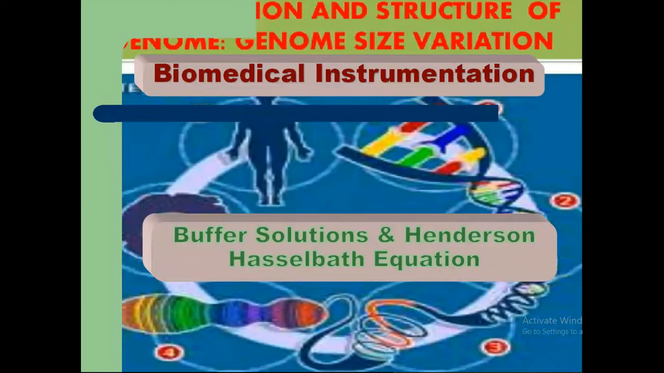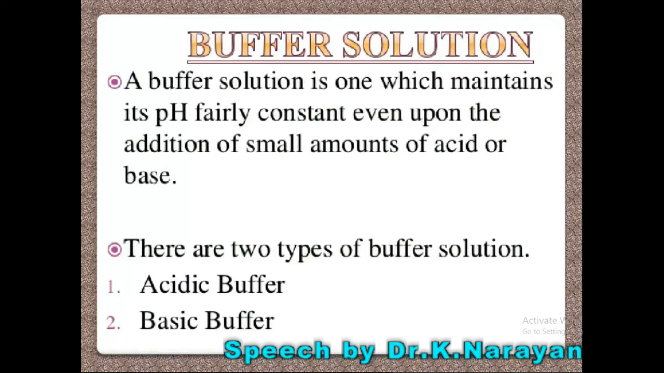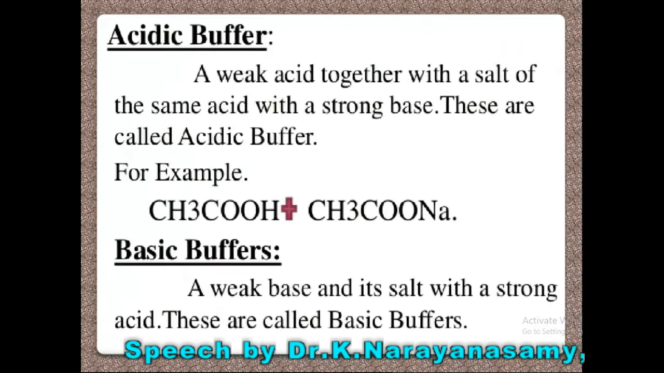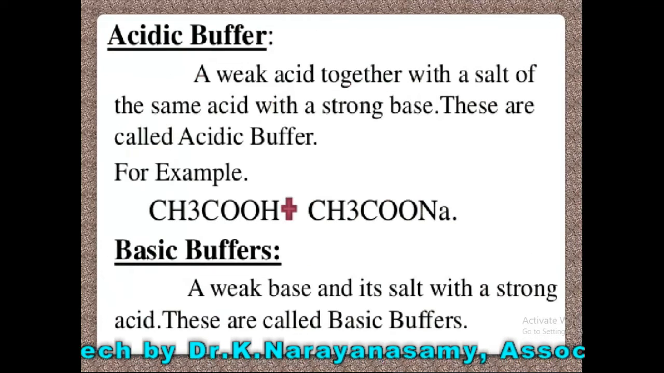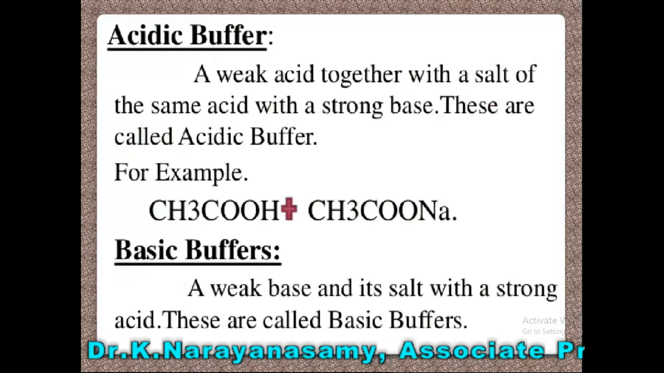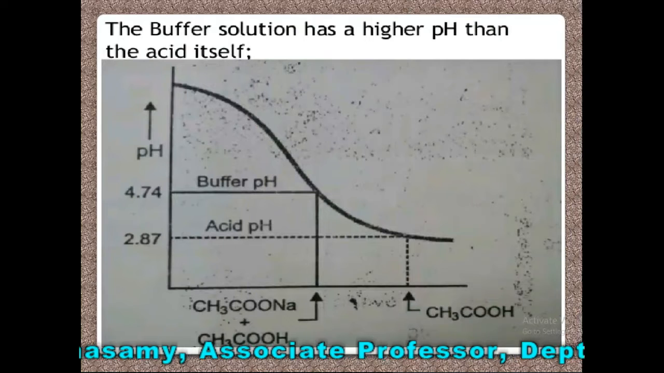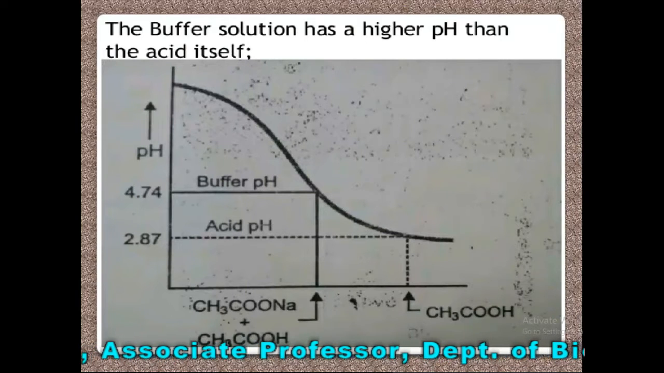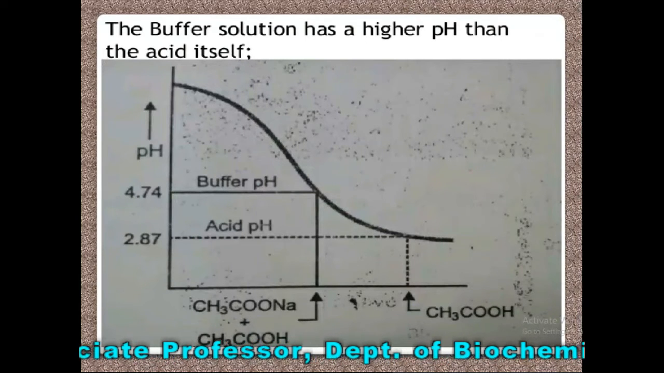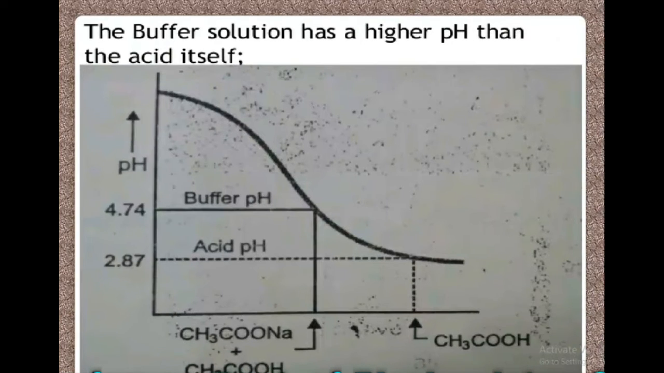Today's class is buffer solution. After that we will go to the HS equation, that is the Henderson-Hasselbalch equation. So we will see buffer solution, types of buffer solutions: acidic buffers and basic buffers, and examples for acidic and basic buffers. Then, when you add 1 drop of acid or base, what is going to happen, and how buffering capacity works in the buffer solution. So we have seen up to this.